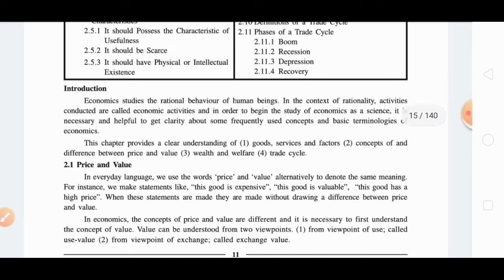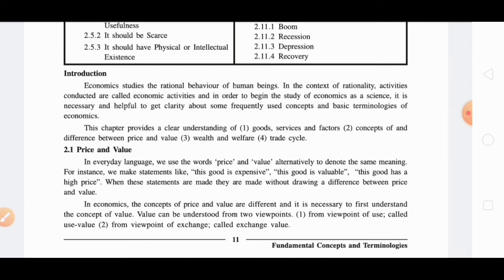First of all, in introduction, economics studies the rational behavior of human beings. It means whenever we are studying economics, it covers human behavior. Economics is a science which is based on human behavior. So, it is the study of rational behavior of human beings. Rational behavior means the behavior of a person where he can understand what is right or wrong, or what is good for him and what is not.